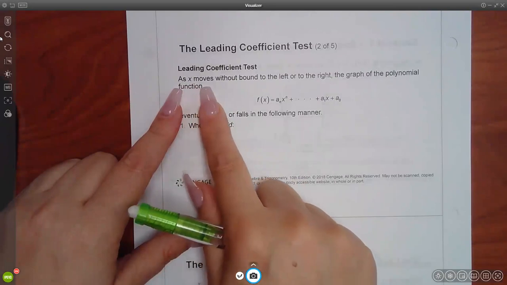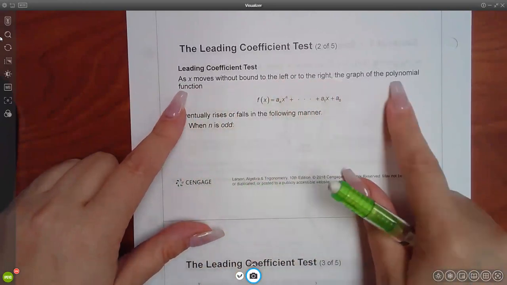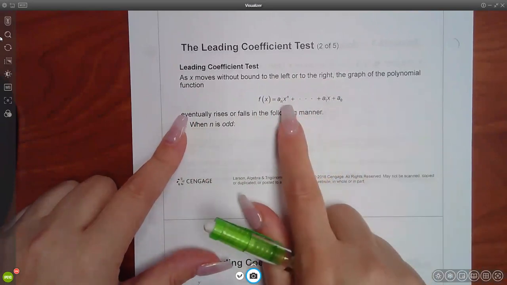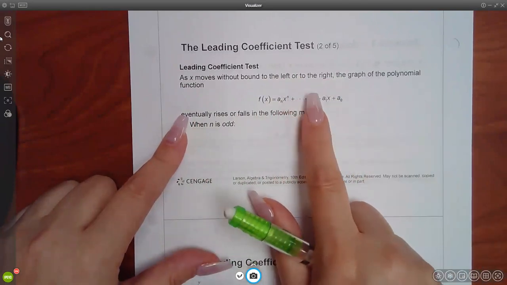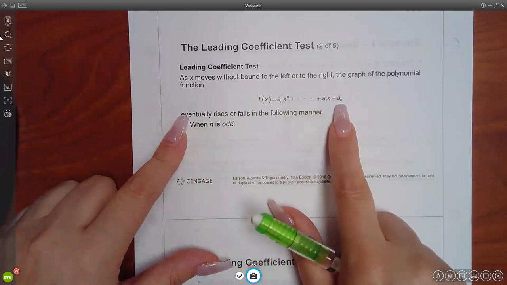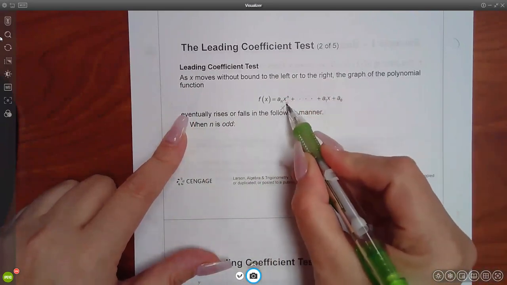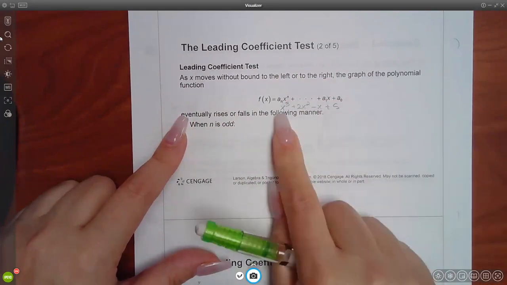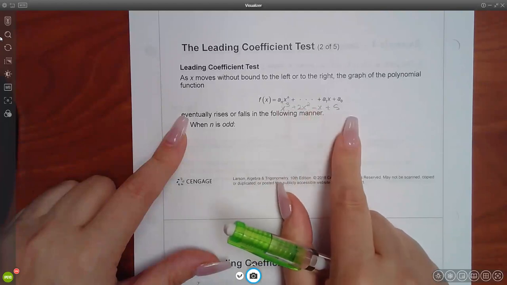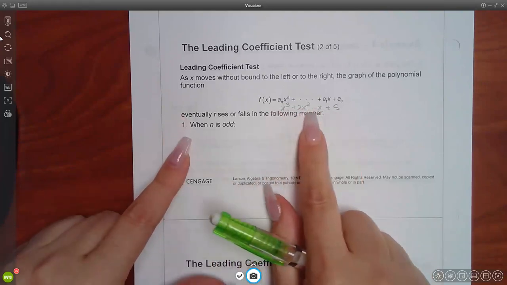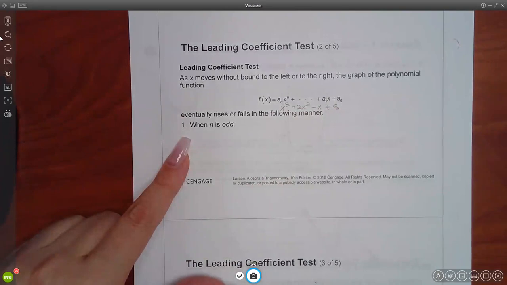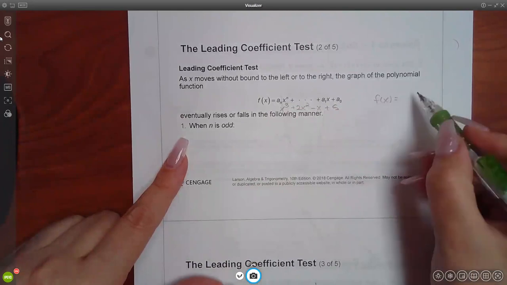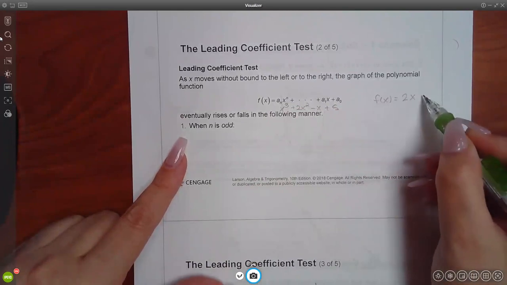So it says x moves without bound to the left or to the right of the graph of the polynomial function. And this is a basic expanded polynomial, right? I don't know what the highest power is, but they should be decreasing until it gets to the constant, right? Mine did that, didn't it? I had x cubed, then I had 2x squared, then minus x, then plus 5. Don't the powers go down, down, down until there's no x's? Right? So if it's like this, you can pick out that leading coefficient. Even if it's not like that, you can still pick out the leading coefficient. What if my problem was like this?